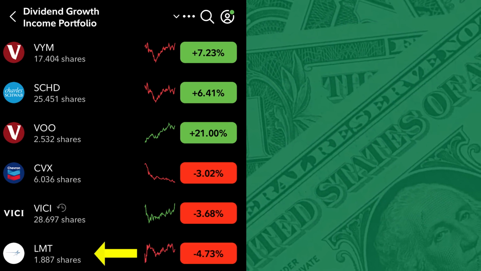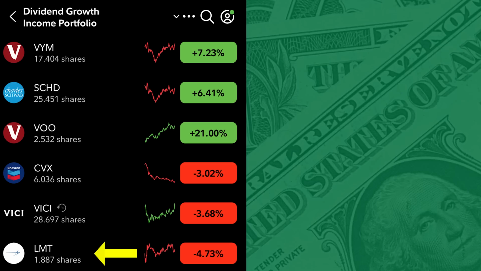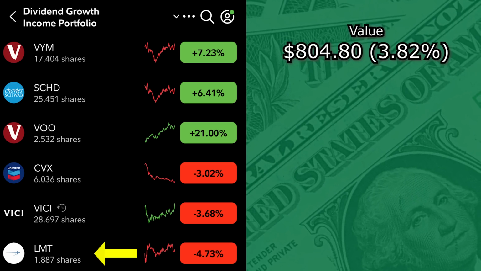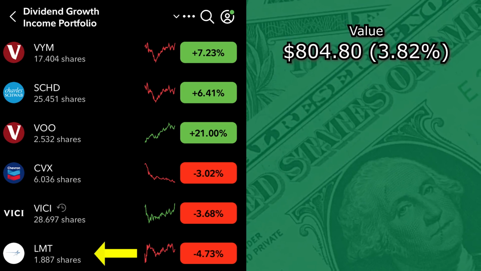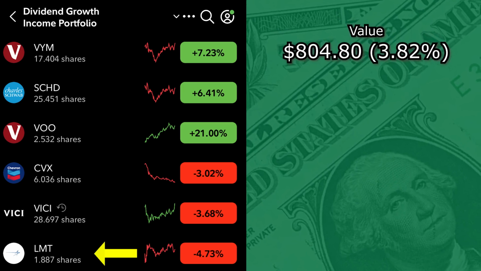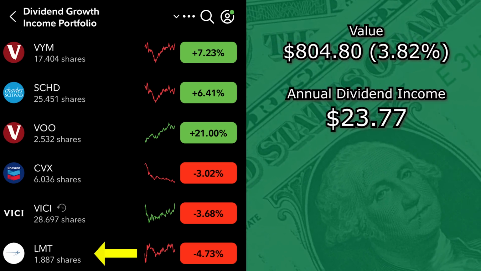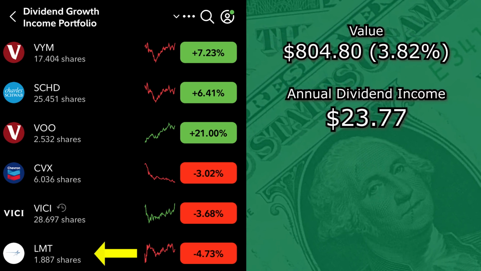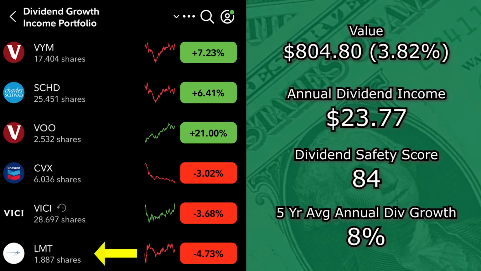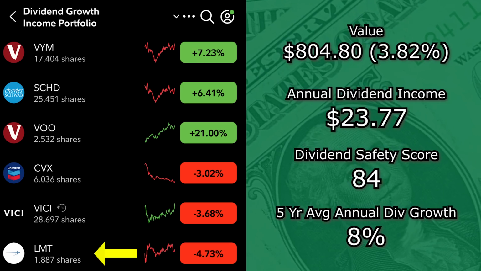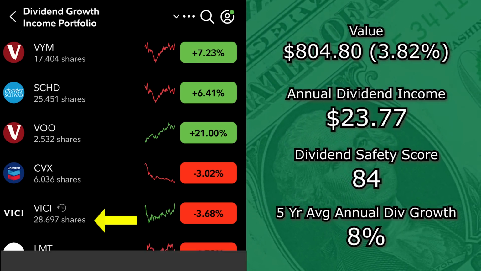Next up, Lockheed Martin, ticker LMT. This is a defense contractor in the industrial sector. I hold 1.887 shares of Lockheed Martin, valued at $804.80, making up 3.82% of the portfolio. I'm down almost 5% on this investment, and it pays me about $23.77 annually in dividends. The shares are yielding 2.95%. LMT has a Simply Safe Dividend Safety Score of 84 and a 5-year average annual dividend growth rate of 8%. The latest dividend hike announced was back in October of last year at 5%.